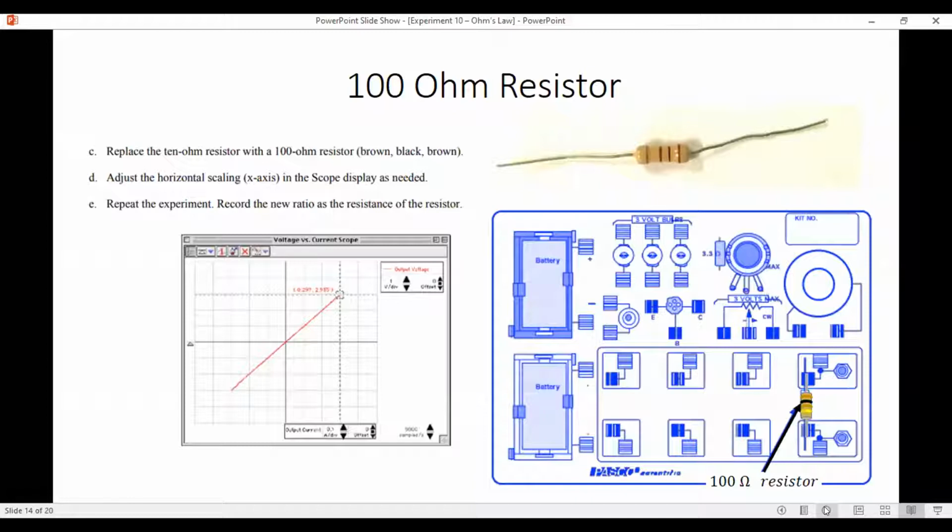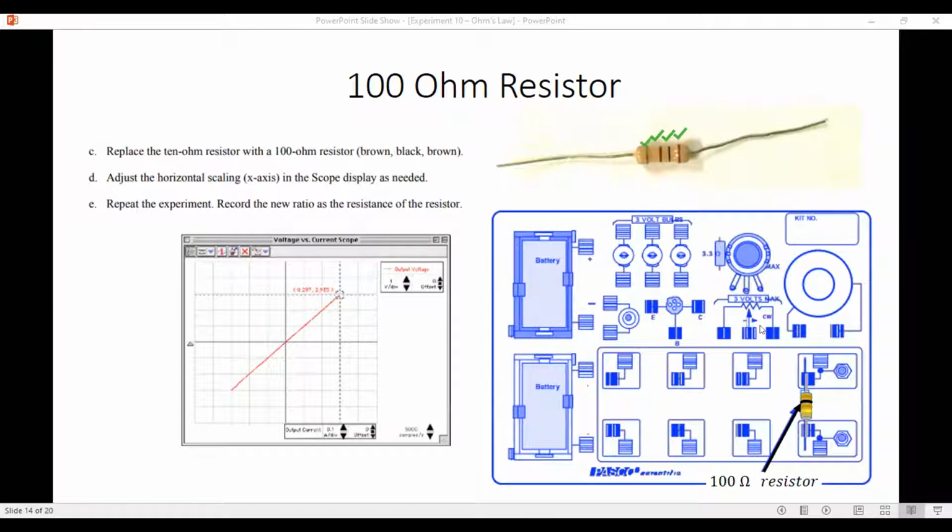And now I'm going to replace it with a 100 ohm resistor. And of course, you'll see that our 100 ohm resistor has, this is actually backwards in terms of where everything is. So you do a little check mark here. It has a brown, black, brown stripe. Brown is 1, black is 0. So 1, 0 times 10 to the 1, 10 times 10 to the 1, or 10 times 10 is 100. So that's a 100 ohm resistor.